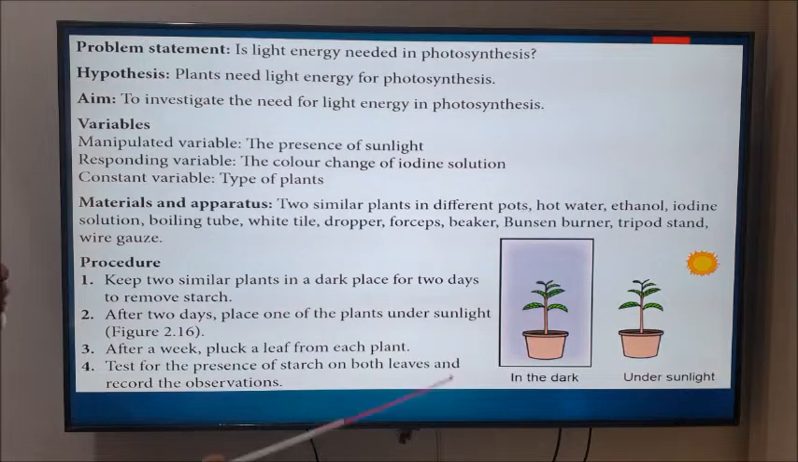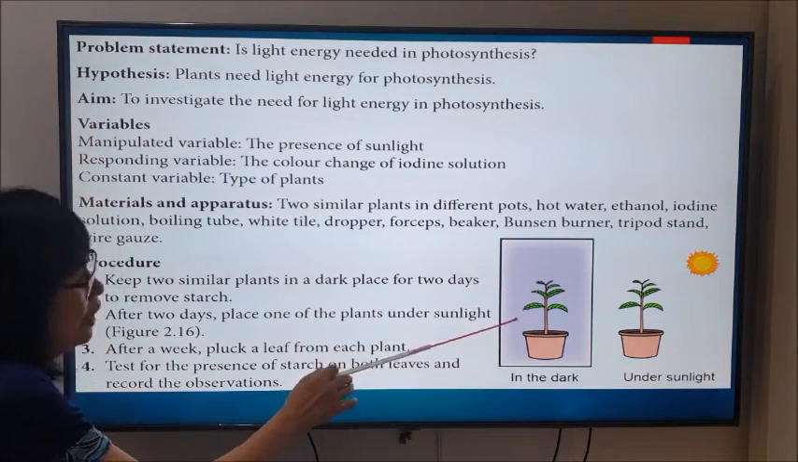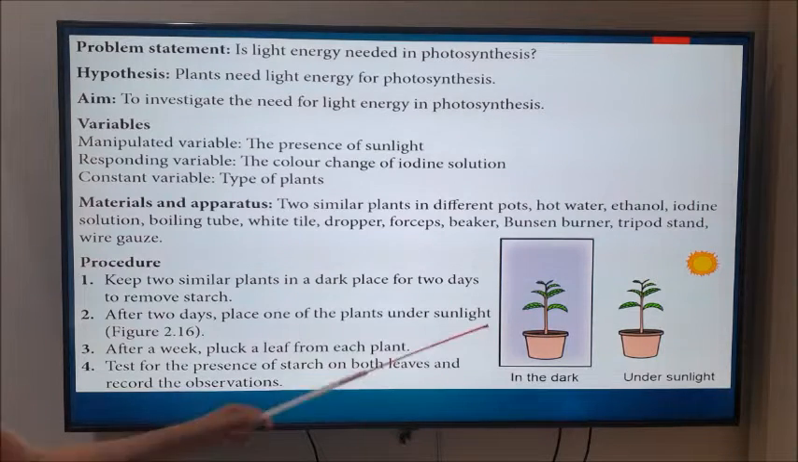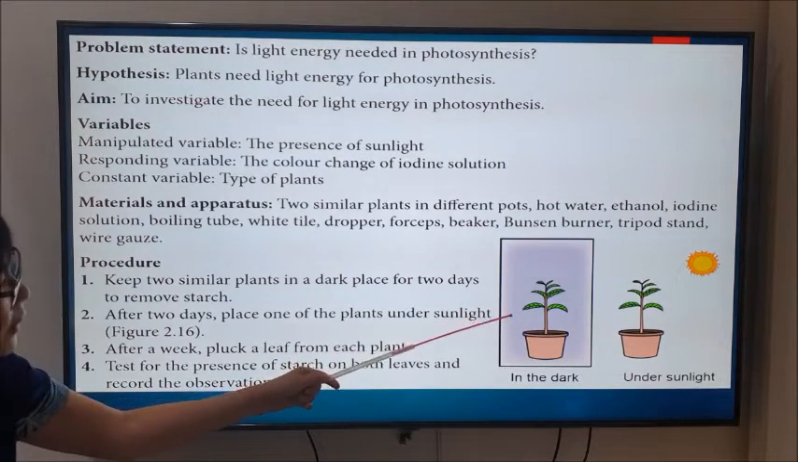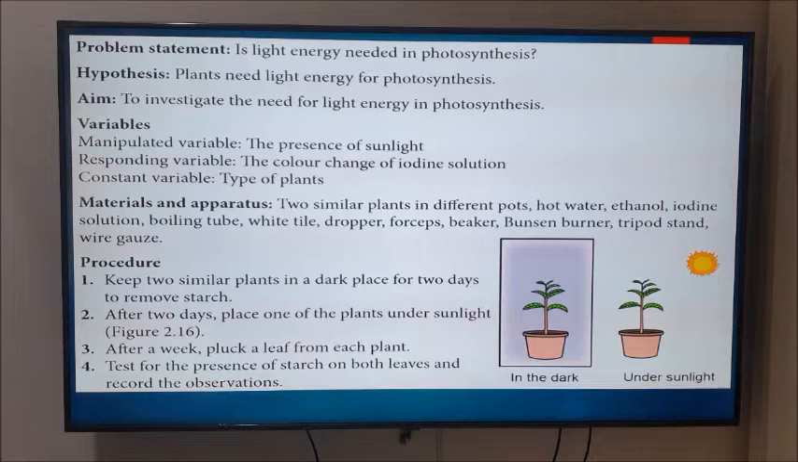So, we need two plants. Same type of plants, two plants, we place it inside a dark room for 2 days. This step is to make sure all the starch is removed. After 2 days, one of the plant, we still keep it in dark, whereas the second plant, we expose it under the sunlight. Then, after a few days, a leaf from this plant is plucked and a leaf from this plant is also plucked. Then, we carry out starch tests.